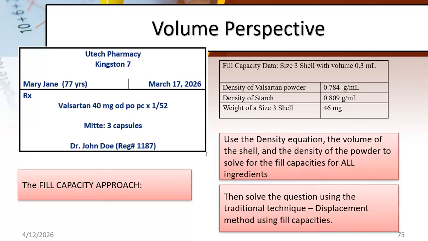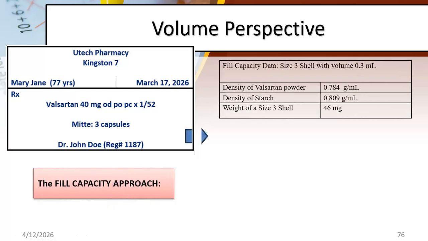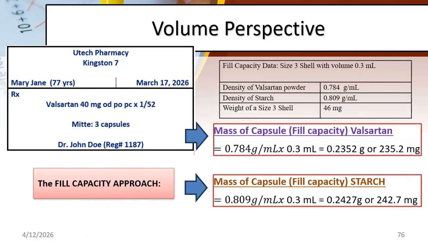Now let's look at this. You can solve this question using the fill capacity approach and the displacement method. All you need to do is to make the mass, the fill capacity, the subject of the formula, using the density information and the volume of the shell, and solve for the fill capacity. Let's do this on this slide. Once you solve for the fill capacity, we now know that 235 milligrams roughly of the valsartan fill a size 3 shell. 243 milligrams roughly of the starch fill a size 3 shell.